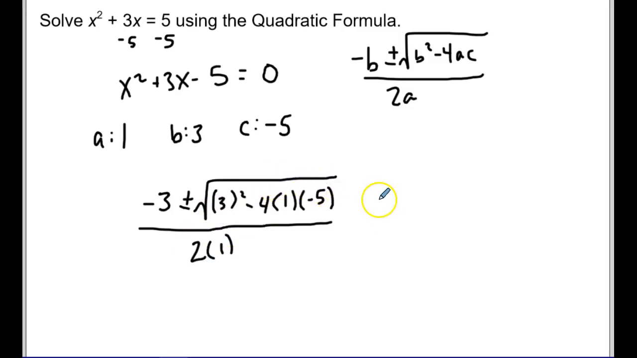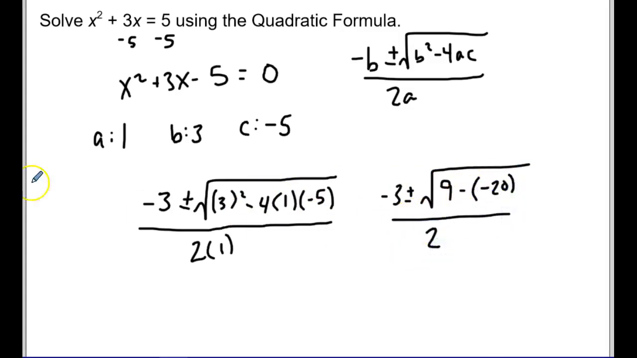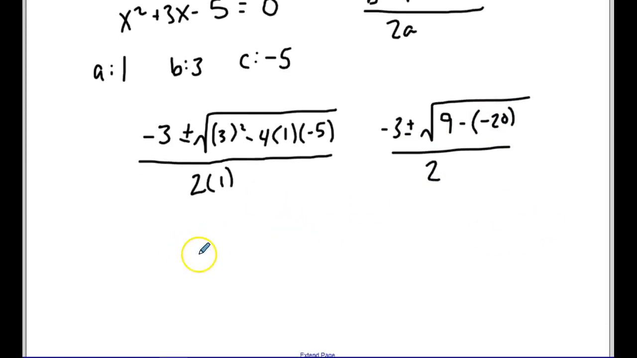So let's continue to simplify. We've got negative 3 plus or minus the square root of 3 squared is 9, minus 4 times 1 is 4, times a negative 5 is negative 20, all over 2. So again, we simplify our next step. I have negative 3 plus or minus the square root of 9 minus a negative 20, which is 29, all over 2. From here I see that this is a radical that cannot really be simplified, so I can leave this as my final answer.